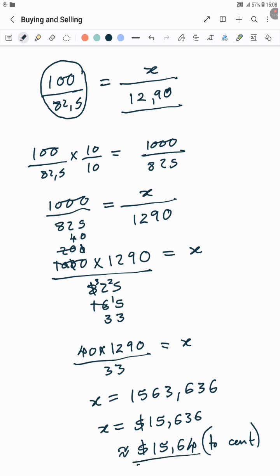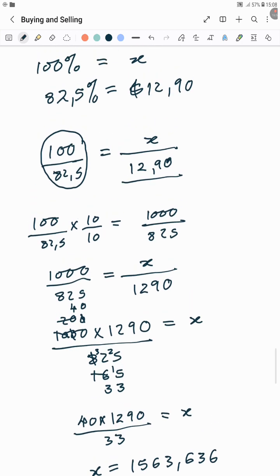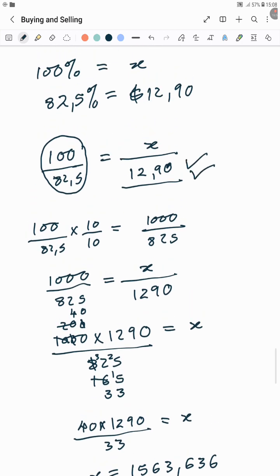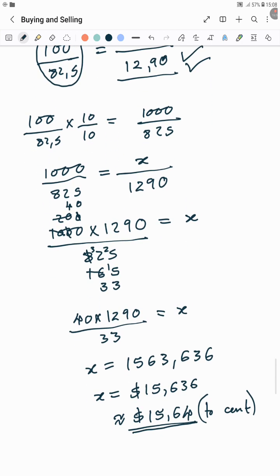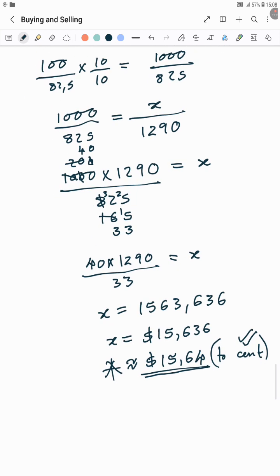Okay, so as you can see here, the cost price is now more than the selling price of $12.90, which means we bought this thing for $15.64 and then we sold it for less. That's how we made a loss of 7.5%.